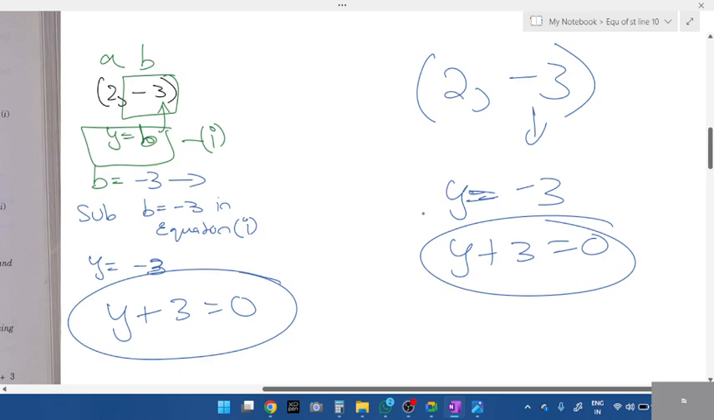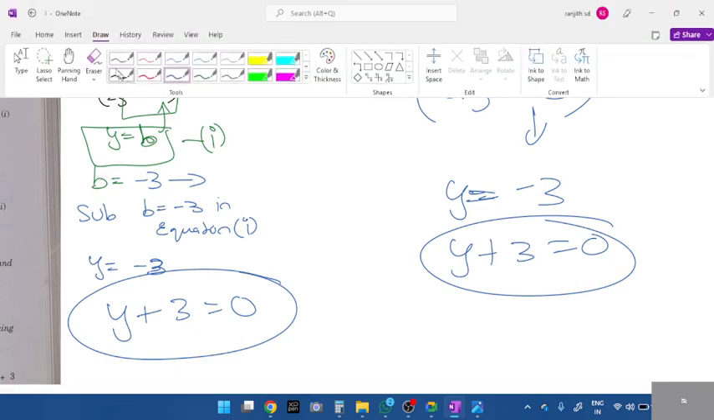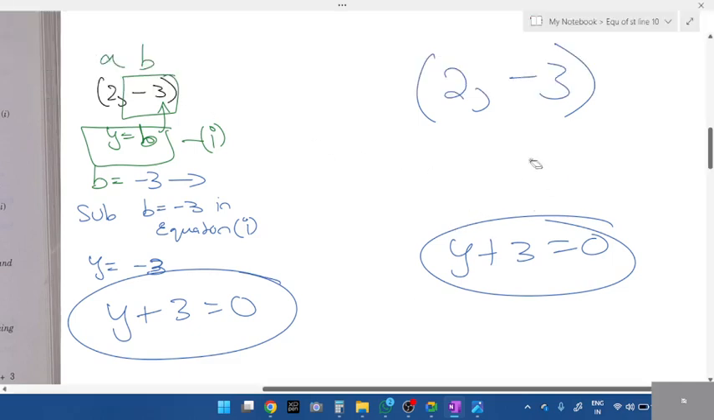Instead of that, you have to explain like this. Y is equal to b, b is equal to minus 3. Is this clear? Did you all understand? All of you understood?